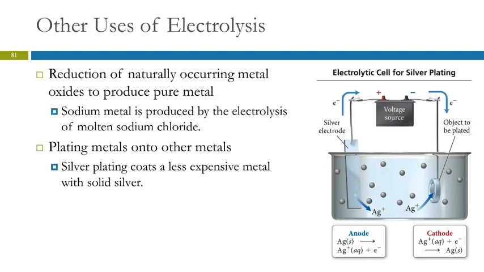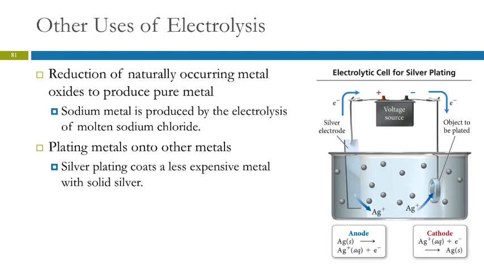Electrolysis is also used to plate metals onto other metals. So silver-plated tea set or whatever, instead of making the whole thing out of silver, which is very expensive, you can make the item out of a less expensive metal and then just put a layer of silver on the outside. It's called silver plating.